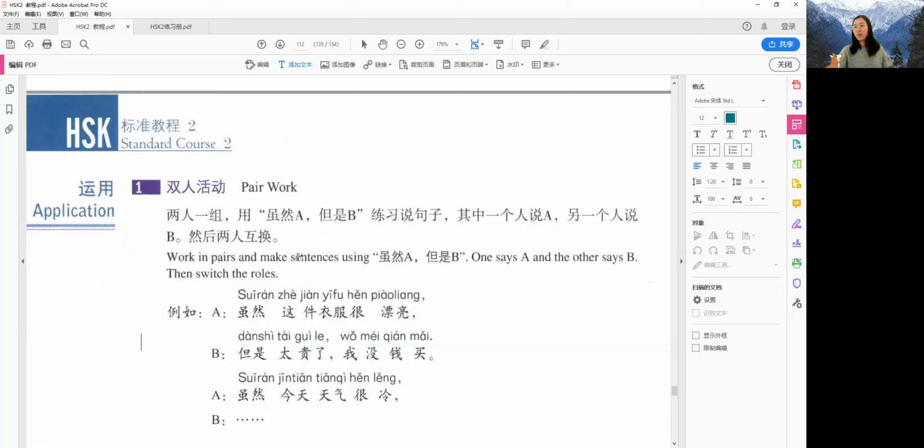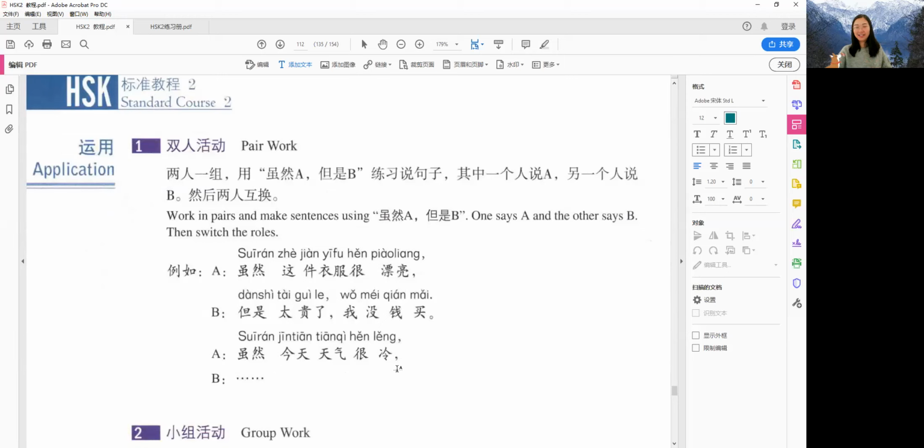And for application, we are going to use 虽然...但是 to make our own conjunction sentences. For example, 虽然这件衣服很漂亮, 衣服 is the clothes, right? The clothes are pretty, but too expensive. 但是太贵了. No money to buy it. 我没钱买, 没钱. I don't have money. And then, 虽然今天天气很冷, 但是, but I still want to go out to eat McDonald's. We can say 但是我, I still want to. We are going to add 'still' to emphasize this action. The 'still' in Chinese is 我还是想.